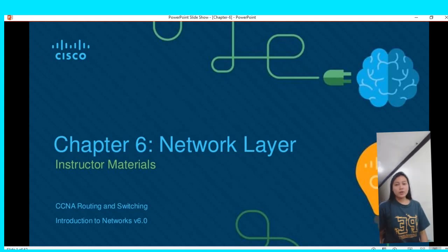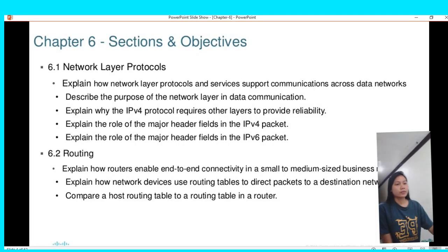For today's video, we're going to give you a summary about chapter 6 until 6.5. So, let's start. In this chapter, which is entitled Network Layer. In 6.1, Network Layer Protocols. In 6.1, explain how network layer protocols and services support communications across data networks.